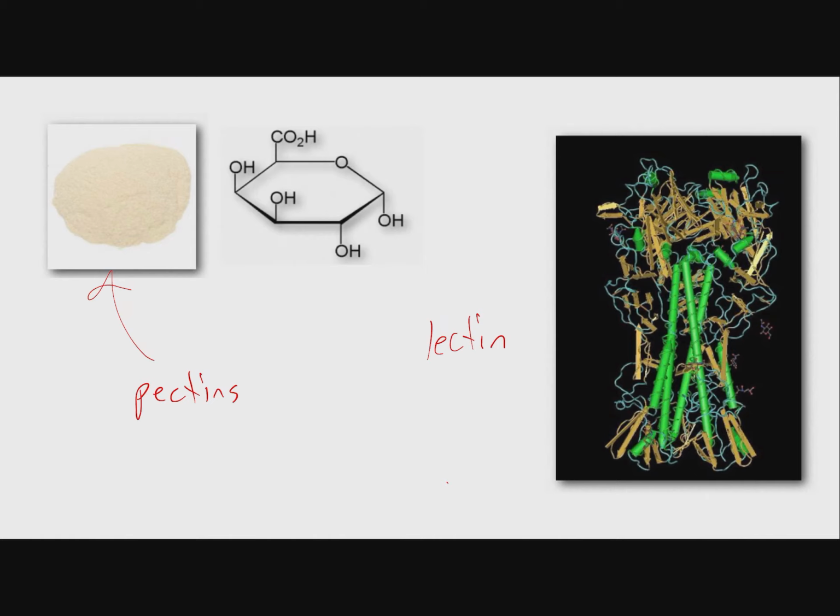So the lectins that bind certain carbohydrate groups attached to proteins in animals and plants are called phytohemagglutinins. In our body we call them lectins. In plants we call them phytohemagglutinins.